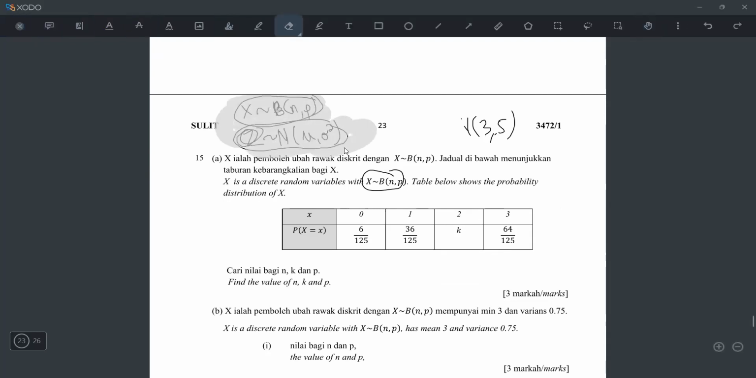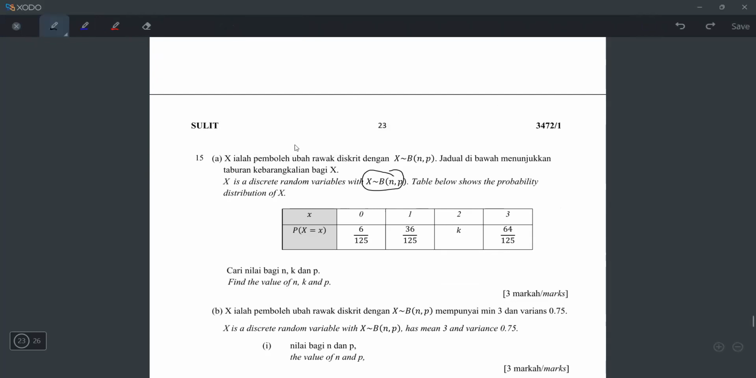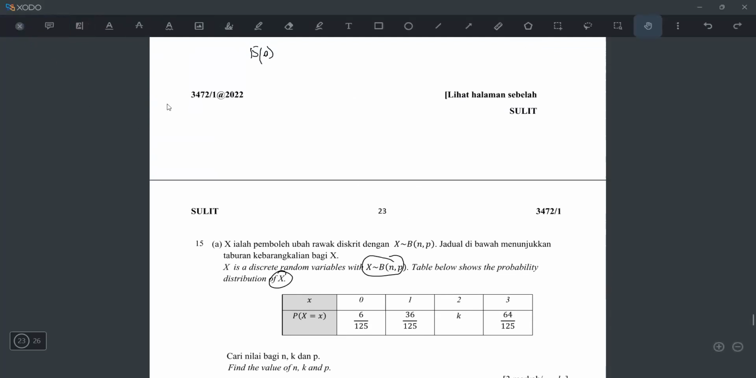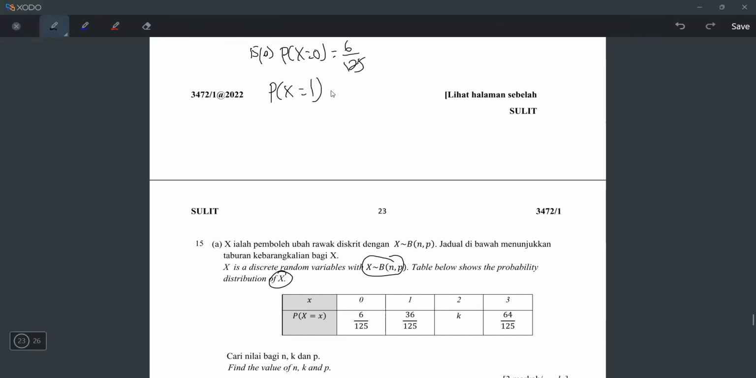Okay, let's keep reading what the question says. X is a discrete random variable with this one. The table below shows the probability distribution of X. So we can say that P(X=0) equals 6 over 125. And then P(X=1) is 36 over 125. P(X=2) is just K, so we don't know. And then P(X=3) is 64 over 125.